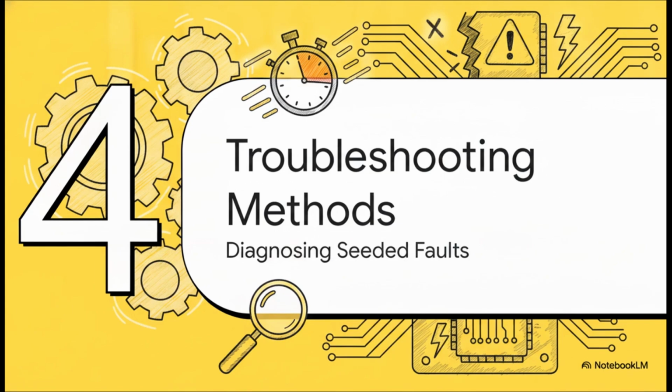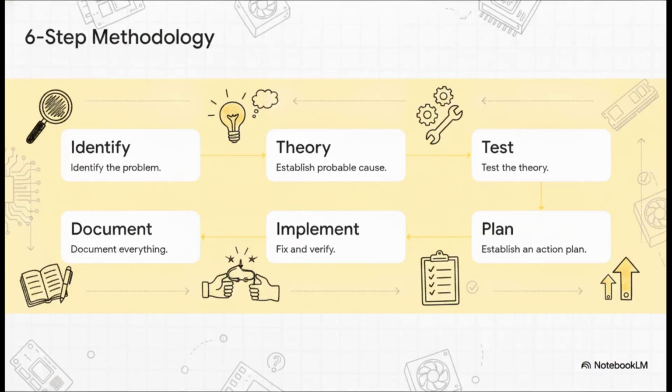Let's jump to Section 4, Systematic Troubleshooting Methods. It's time to diagnose those seeded faults. Listen up, because this is the golden rule. Assessors heavily penalize random part swapping.